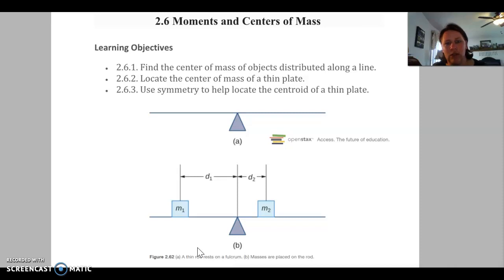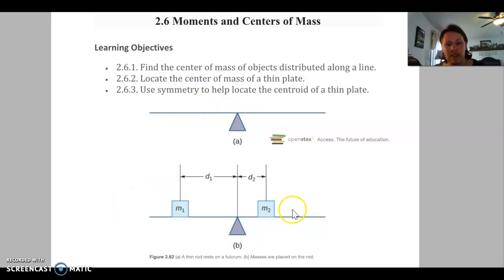So what we're going to learn, and this is clear throughout all of section 2.6, is how to find the centers of mass of objects distributed along a line. We will locate the center of mass of a thin plate, and that's where the calculus will start to show up. And we will also use symmetry to help locate the centroid of a thin plate, which is pretty much the same as our center of mass.